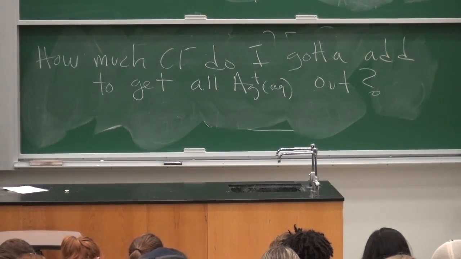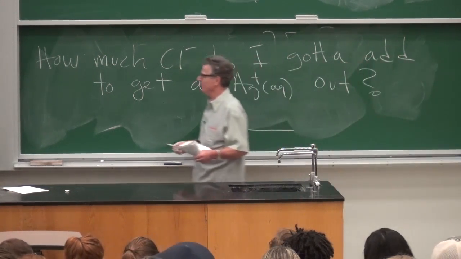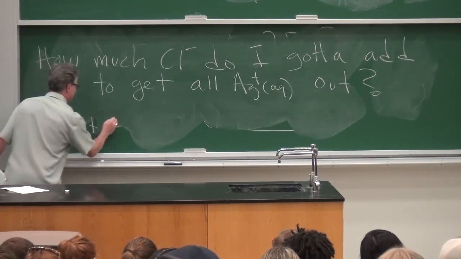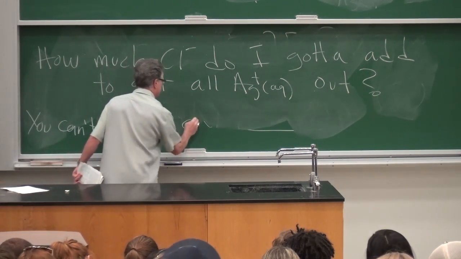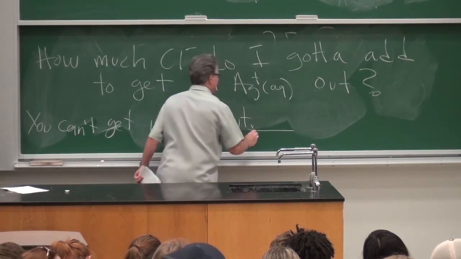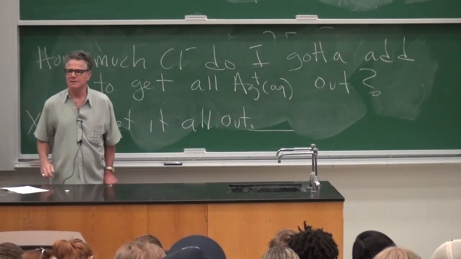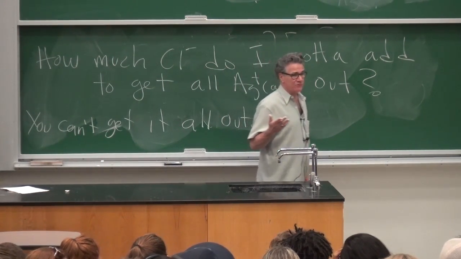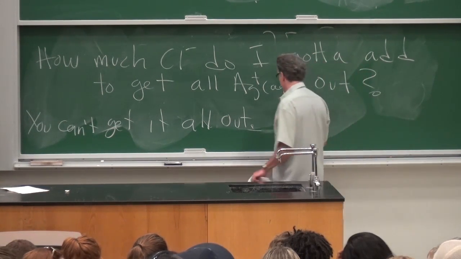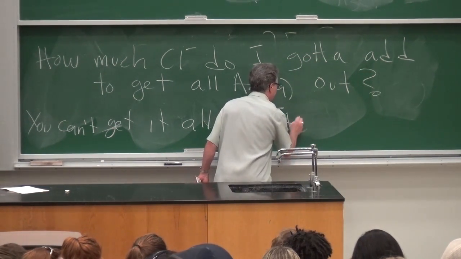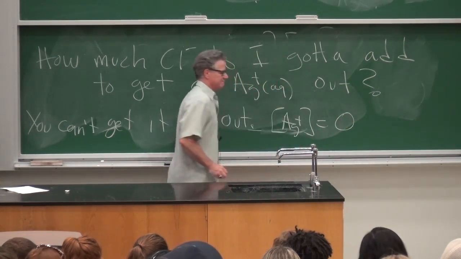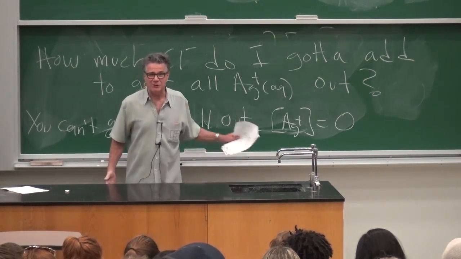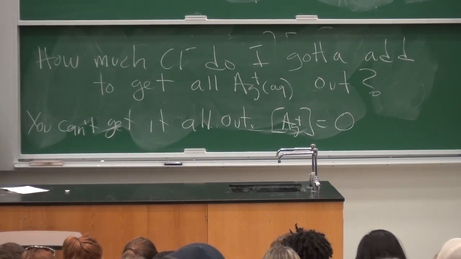Key economic question. And the answer is, you can't get it all out. Now, what do you mean by getting it all out? It means if you wanted to get it all out, you'd have to believe that the concentration of silver in that solution is 0. I mean, that's what getting it all out would mean, right? But you can't achieve that. Why can't you achieve that?